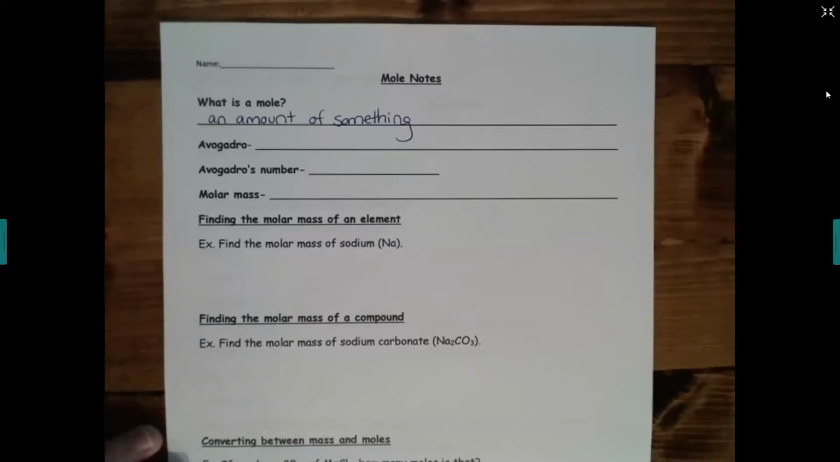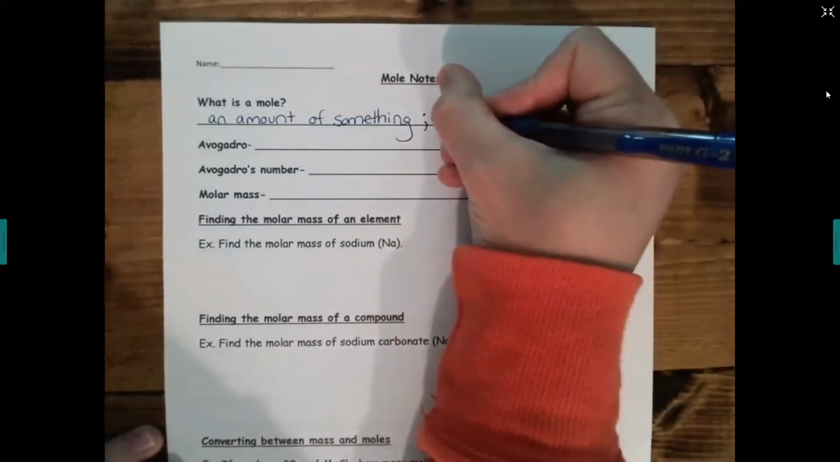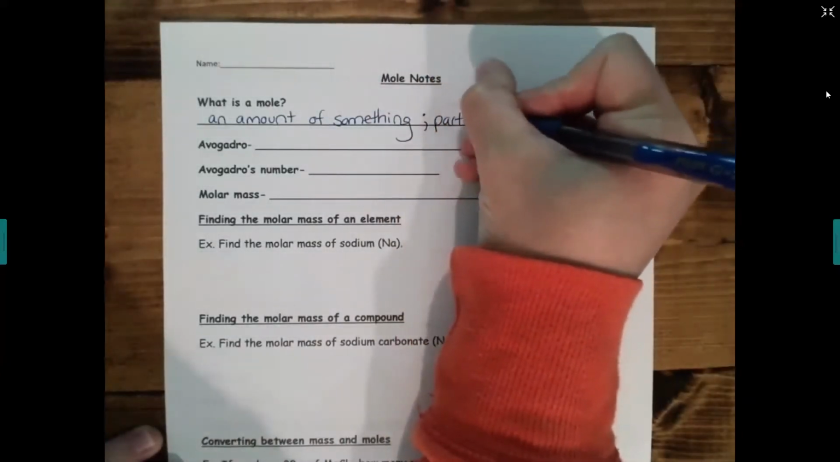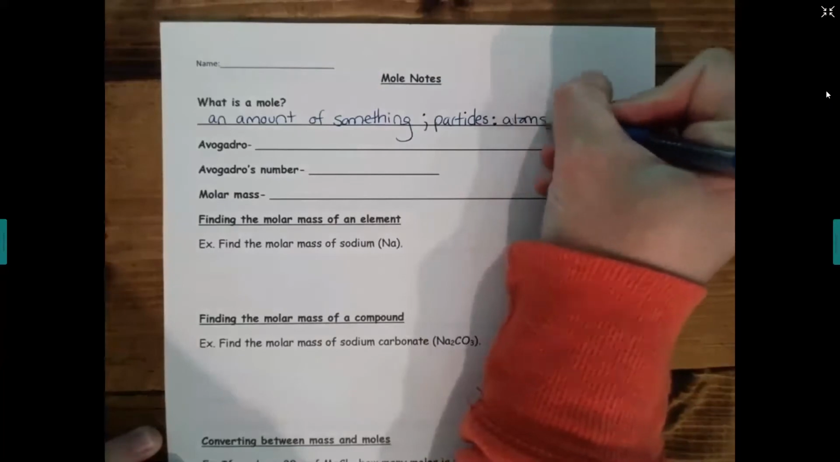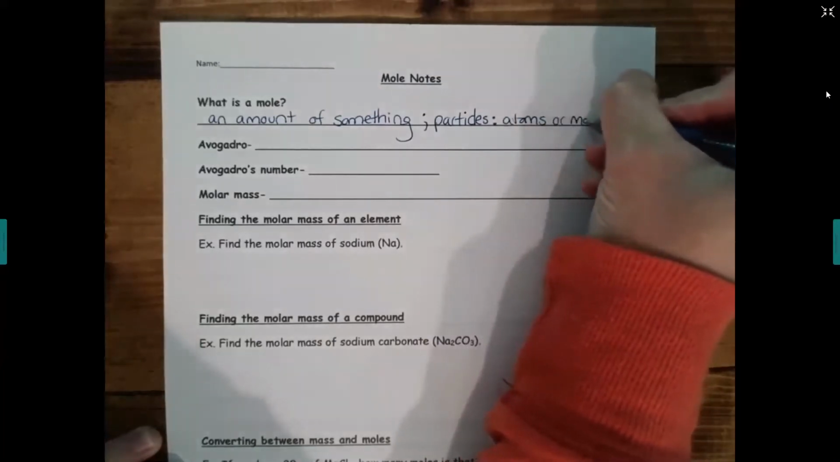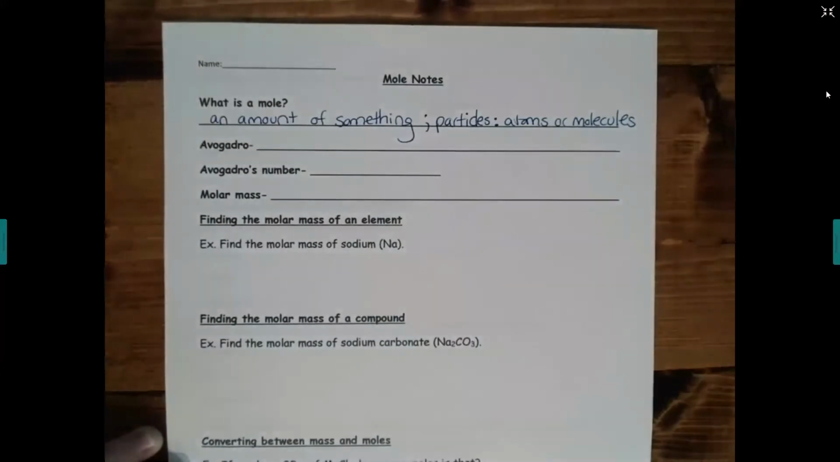What do we use the mole to describe? We are normally talking about particles, specifically atoms or molecules. So it's an amount of something. It's used to describe particles. And those particles are atoms or molecules.